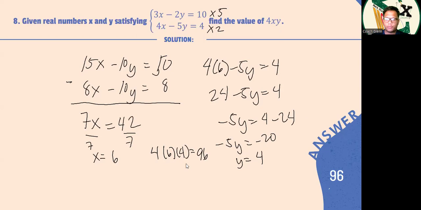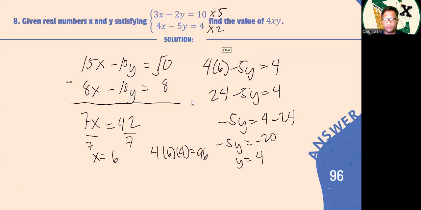What is the answer for number 7? I forgot, sir. I'll show it again later. Any questions for 8 first? There are no more questions. Then let's go back to number 7 because someone's asking for the answer.